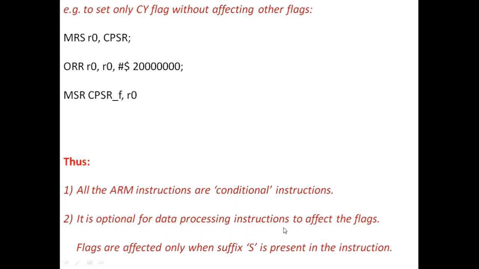Secondly, as far as data processing instructions are concerned, the data processing instructions will not always affect the flags. Again, the programmer can decide whether they should affect the flags or not, and for that the suffix S is provided. If the suffix S is added to the instruction, then those data processing instructions will affect the flags. If S is missing, then that instruction will not affect the flags. The flags will remain unchanged. So unlike in other microprocessors, these are some special features of the ARM processor: all the instructions are conditional, and a programmer can decide whether any given data processing instruction should or should not affect the flags.